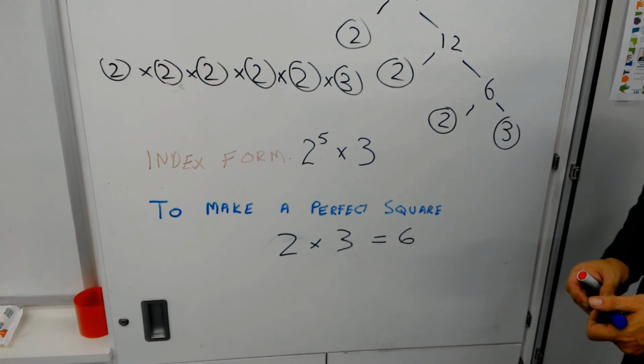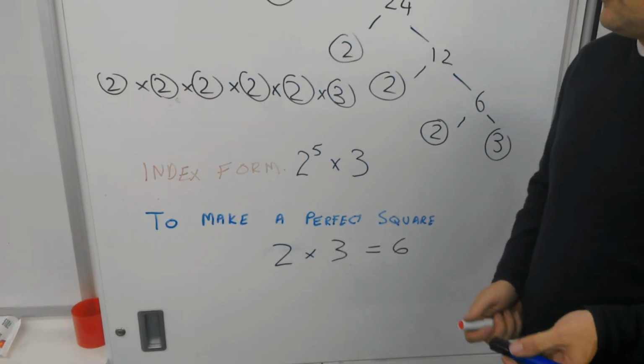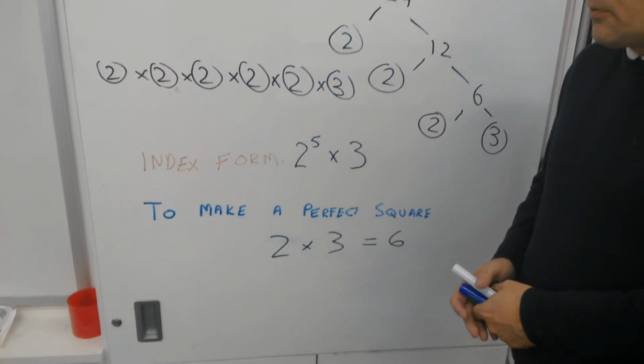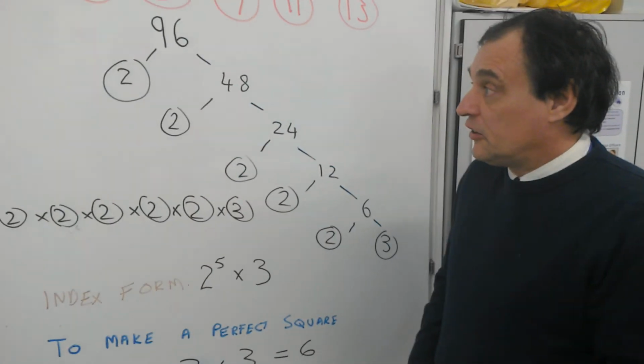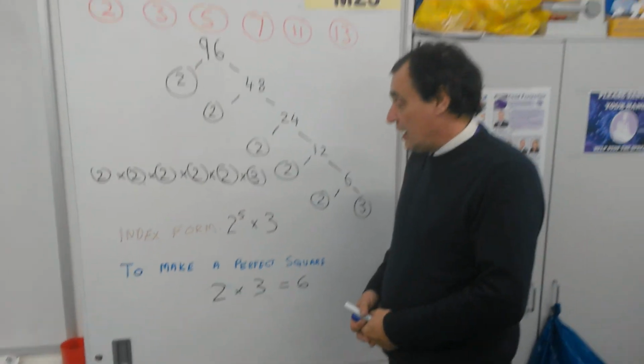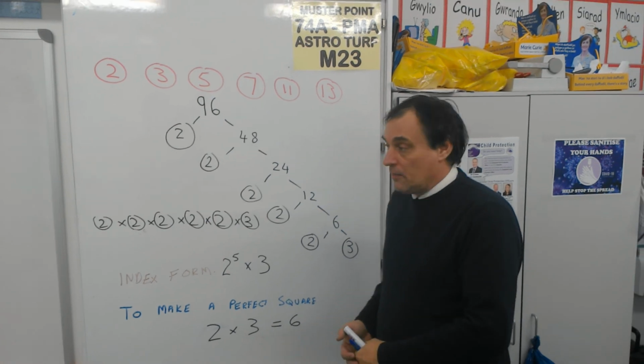Remember, perfect squares are an extension. So there we have it. This is how we find prime factors of numbers, display them in index form using a factor tree, and go on to make perfect squares.